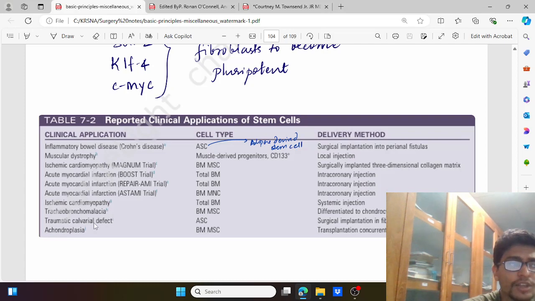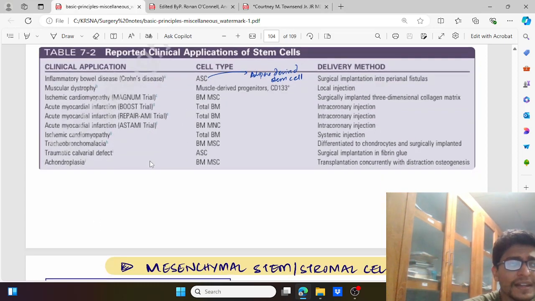Then in case of tracheobronchomalacia, we have differentiated chondrocytes which are surgically implanted. Then traumatic calvarial defect in case of brain, where again we use adipose stem cells for surgical implantation in fibrin glue. And lastly, achondroplasia, where we have transplantation concurrently with distraction osteogenesis.